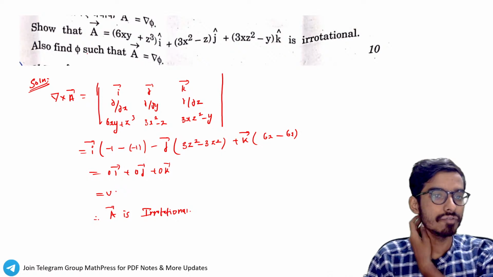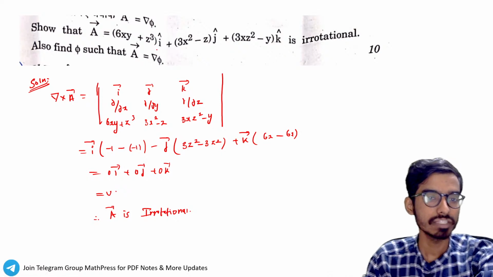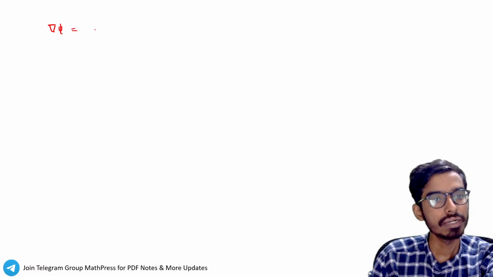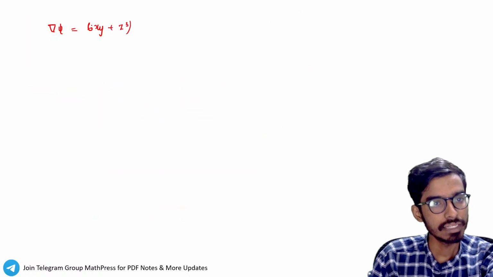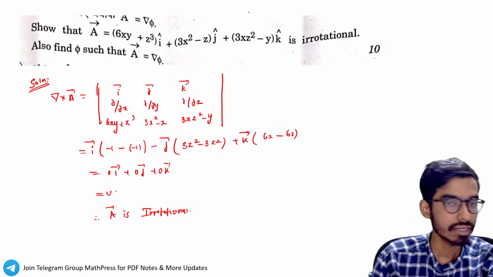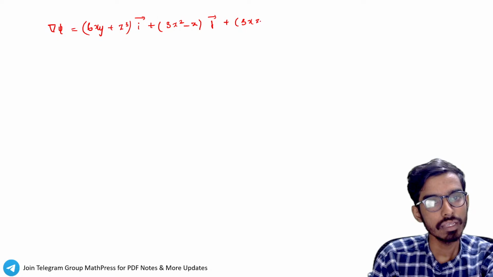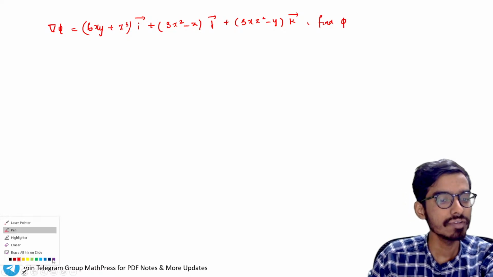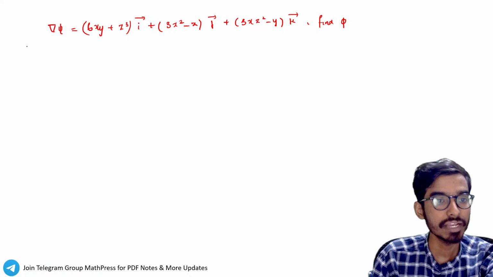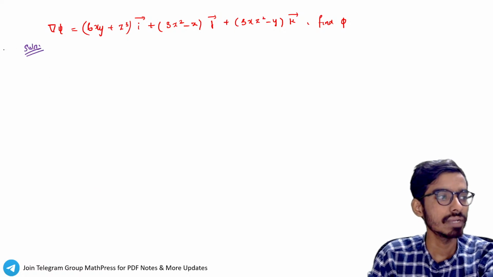Now you need to find phi if del phi is given, the same as the previous problem. They have given del phi to be equal to A. What is A? It is 6xy plus z cube i vector, 3x square minus z into j vector, plus 3x z square minus y into k vector. So find phi. They're given the gradient, and you need to find the corresponding scalar point function, same as the previous problem.